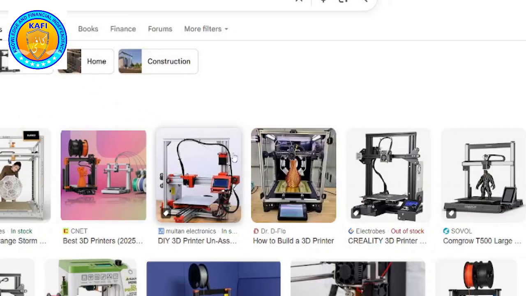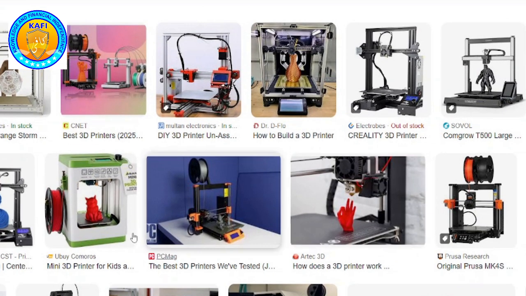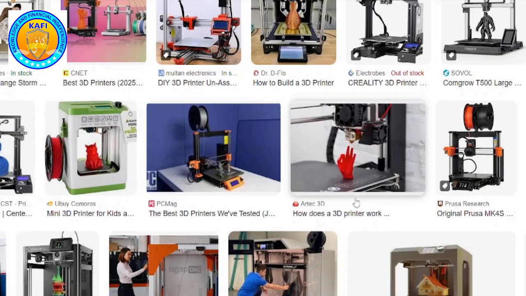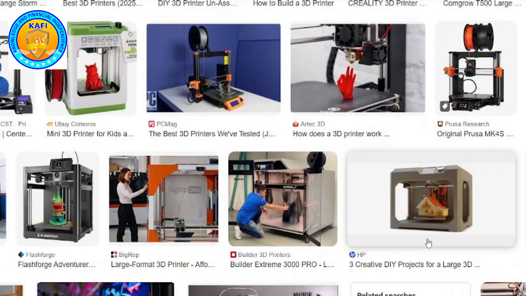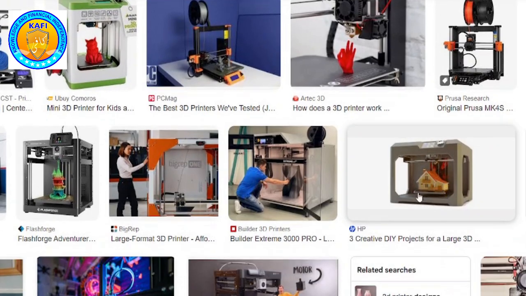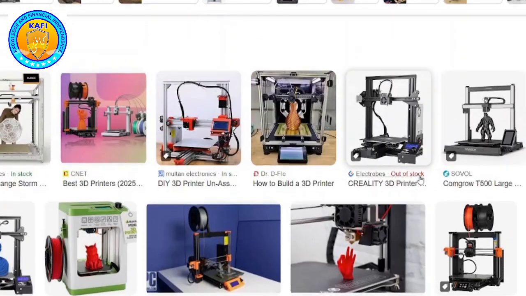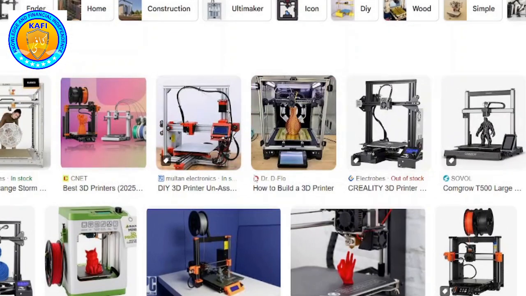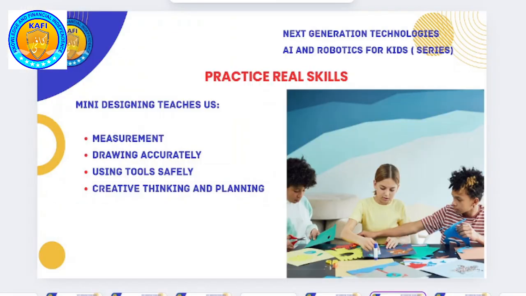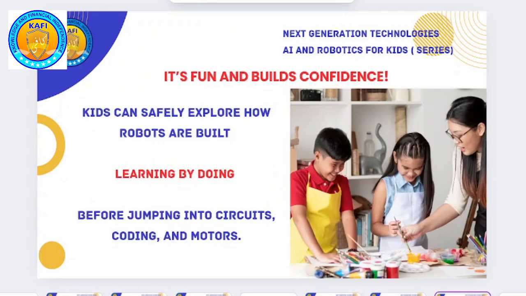This is a 3D printer, and you see this printer is printing a cat here. This printer is printing a hand here. Okay? These printers are sometimes way bigger, and this printer here has built a full house. Okay? So these are the 3D printers.